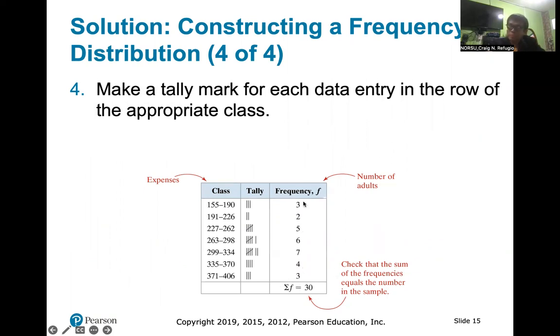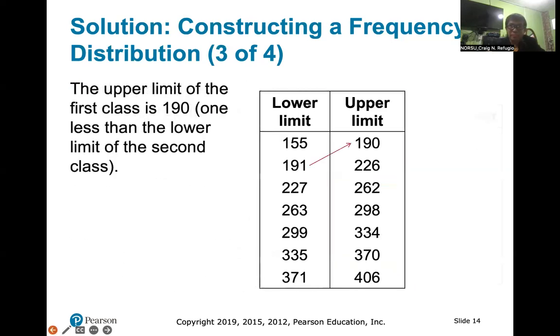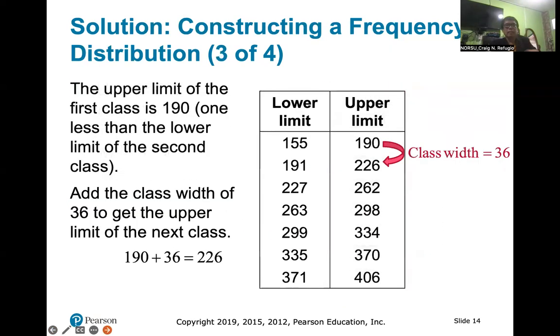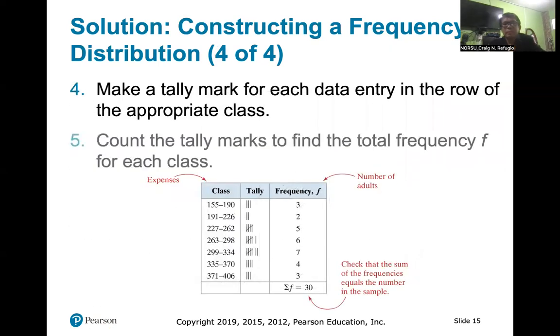Take note that the total of the frequency column must be equal to the total number of data found in the given data. If you look at the given data, we have 10 columns times 3 rows, so 30. The total number of data found in the data set and the total of the frequency column must be the same. Okay, so we have now here the class, the tally, and then the frequency.